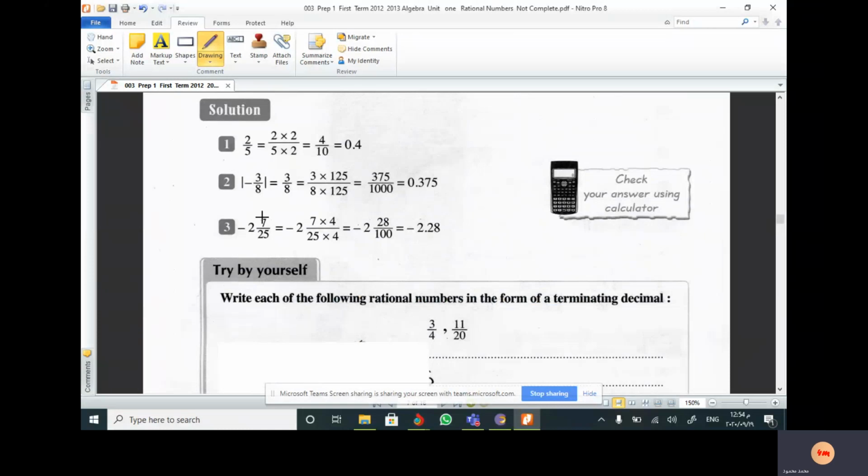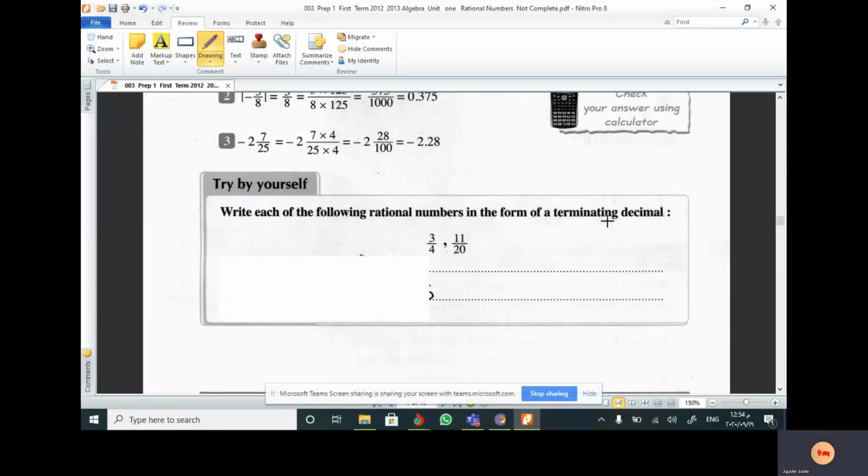Negative 2 and 7 over 25. In this mixed number, you can change 25 to 100 by multiplying by 4 and multiply 7 by 4 also. It will be 28 over 100. It will be negative 2.28.